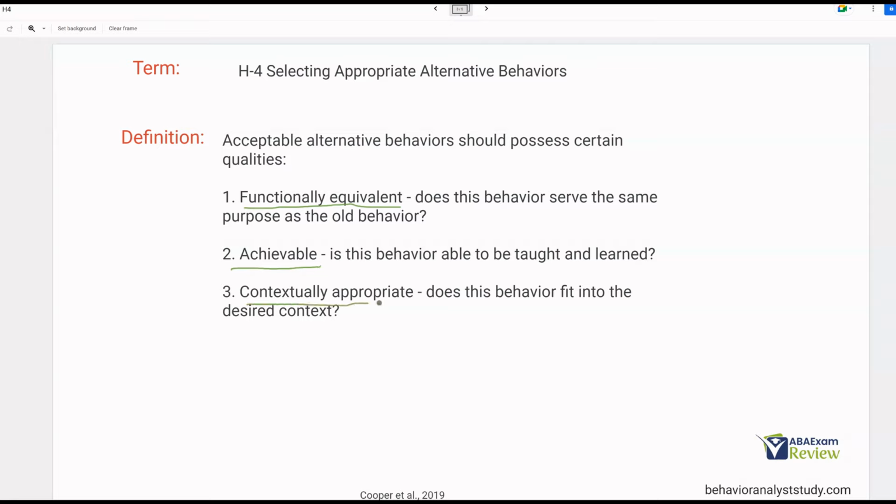And then three, contextually appropriate. Does the behavior fit into our desired context? What we're teaching, does it work where the client lives? If they spend a lot of their day at school, is that behavior okay at school? And that's something you have to consider if you're working in different environments. So if you're working in a clinic, let's say, you've got to be careful about what behaviors you're going to teach that may be okay in your clinic, because you've got to think they still have to go to school, they've got to go home, they've got to go to social settings. So what behaviors are you teaching, and are they contextually appropriate where that person is going to be functioning?